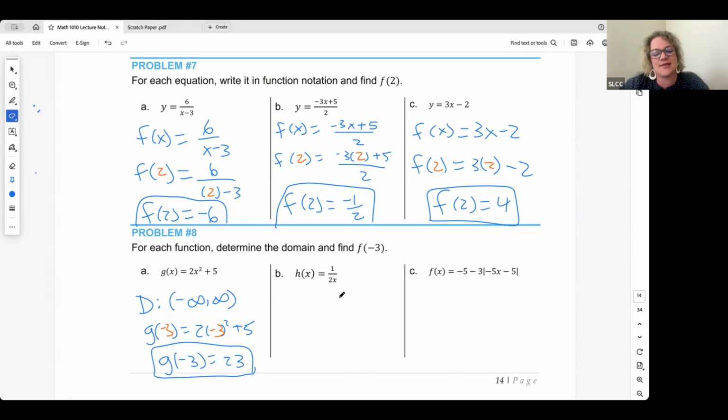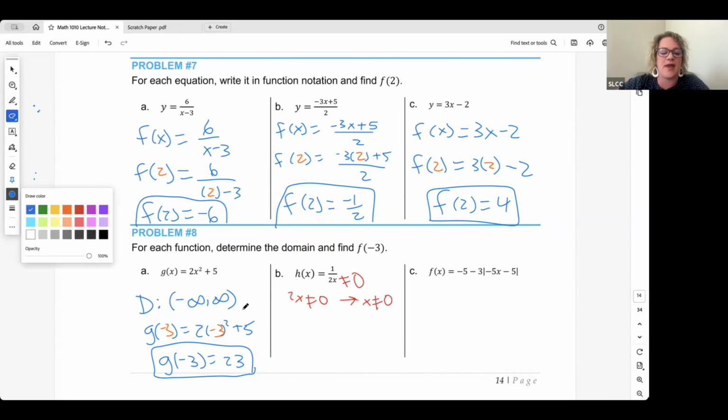Let's look at h of x. What do I remember about the x being in the denominator? Oh yeah, it cannot equal 0. So how do I figure out the domain? I make sure that the denominator is not equal to 0. So if 2x does not equal 0, and I divide both sides by 2, this means that x cannot be 0. How do I state that as the domain?